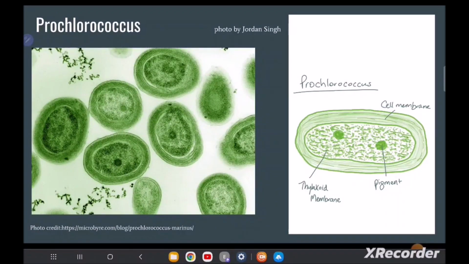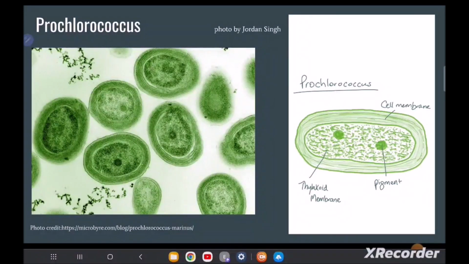Prochlorococcus is ubiquitous in our oceans that lie between 40 degrees north and 40 degrees south latitude, and plays a pivotal role in marine ecosystems, food, and biochemical cycles." Prochlorococcus has a coccus shape and is very small, 0.5 to 0.7 micrometers in diameter, making it the smallest photosynthesizing organism in the entire world.